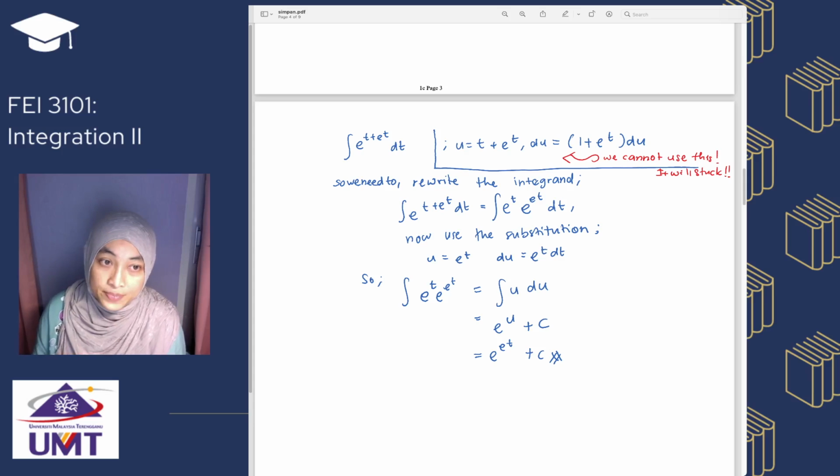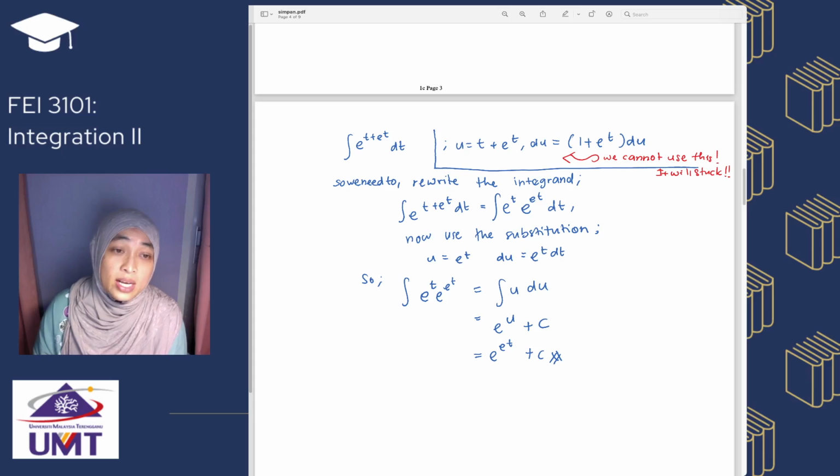So it will stop. So how we need to do this is we need to rewrite the integrand. For example, here e to the power of t plus e to the power of t is actually e to the power of t times e to the power of e to the power of t dt. I hope you get this. So now use the substitution u equals e to the power of t. Hence, du is equal to e to the power of t dt.